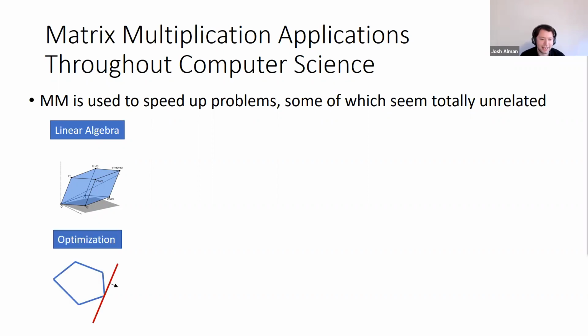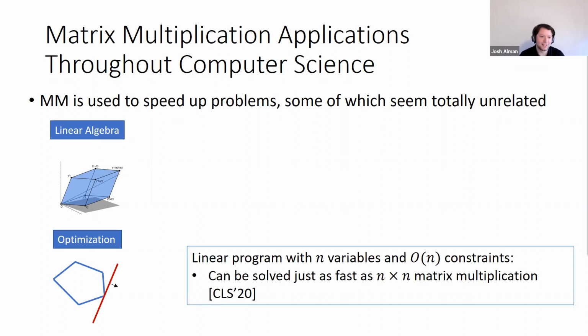Matrix multiplication is also used a lot in optimization. For example, there's a very cool, pretty recent result which says that if you have a linear program with n variables and a linear number of constraints, you can solve that linear program just as fast as you can do n by n matrix multiplication. And similarly, in addition to linear programming, we can also do semi-definite programming and other optimization problems, all by reducing to matrix multiplication. So matrix multiplication is really the bottleneck for a lot of different optimization frameworks.